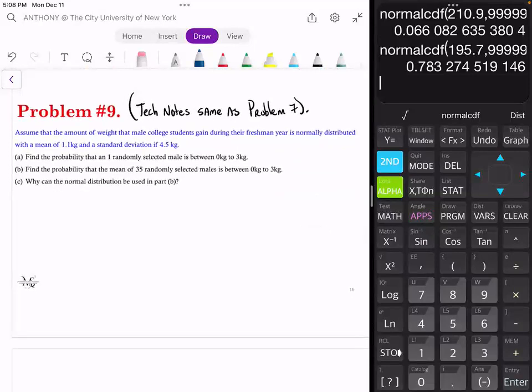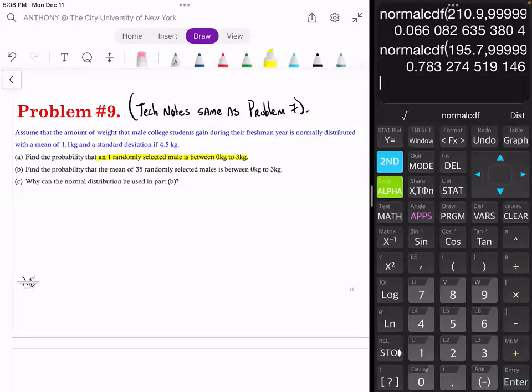It states that assume that the amount of weight that male college students gain during their freshman year is normally distributed with a mean of 1.1 kilograms and a standard deviation of 4.5 kilograms. Part A states find the probability that one randomly selected, meaning individual value, male is between 0 to 3 kilograms. So again, we're going to deal with the between case.